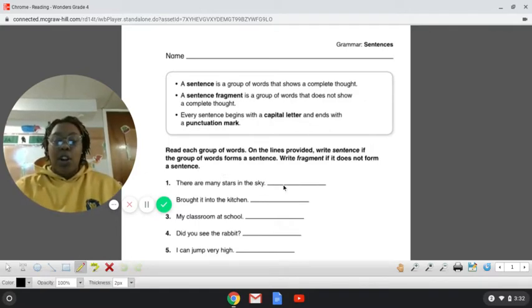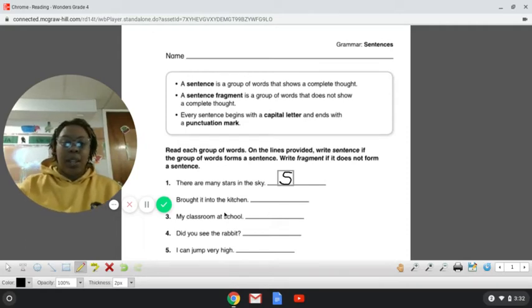There are many stars in the sky. Would you say that's a sentence or a fragment? Did they tell me all of their ideas, or did they just tell me part of what they were thinking? This was a full sentence. So I know if someone comes up to me and says this, I kind of understand what they're talking about. They're talking about space. They're talking about the sky.